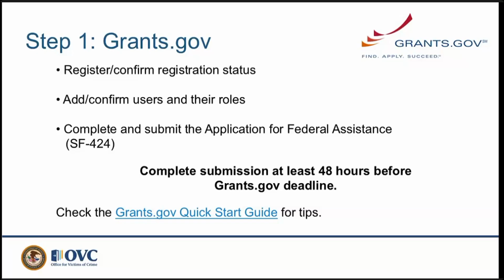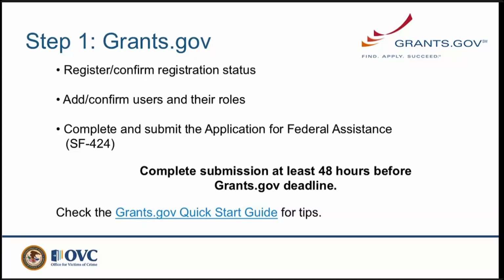For those of you who may be familiar with the OJP application process in previous years, DOJ made one change to the Grants.gov step this year. We are no longer requiring every applicant to submit an SFLLL form in Grants.gov. Instead, applicants will be asked about their lobbying activities in the JustGrants application.